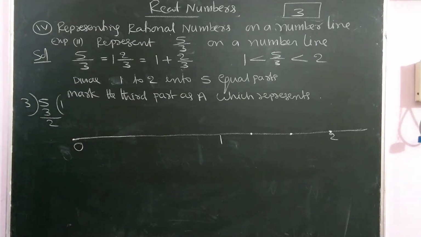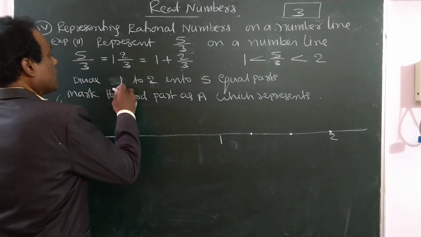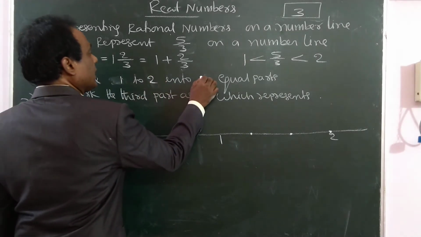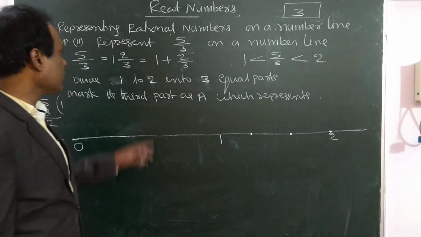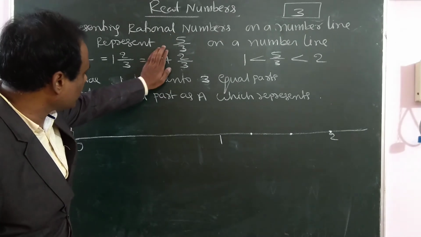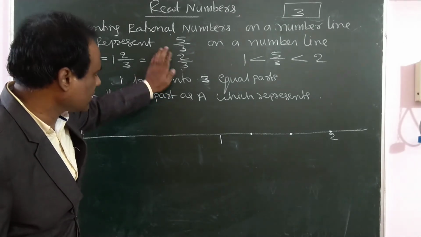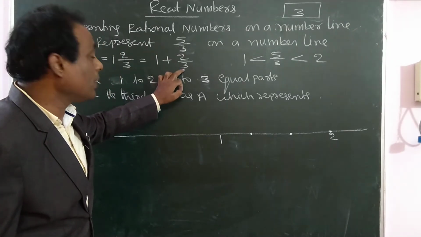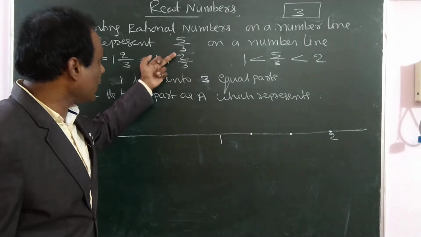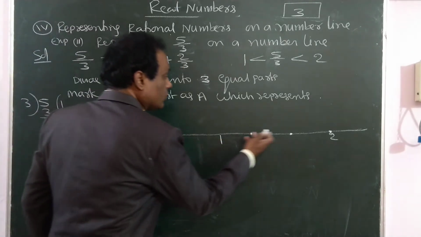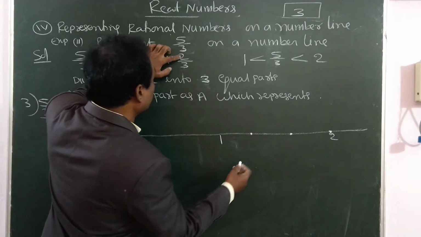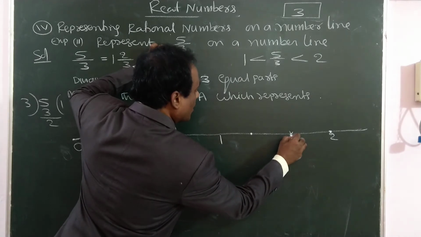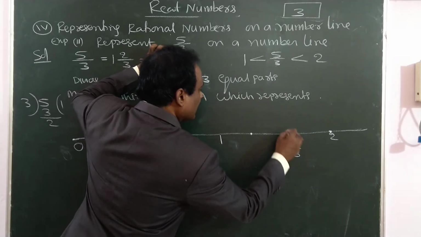So 1 to 2 is divided into 3 equal parts. Don't look at the 1 plus, because only the 2 by 3 is to be located. So after 1, where does the 2 by 3 lie? Dividing into 3 parts, which part have we taken? The second part. This is 2 by 3.